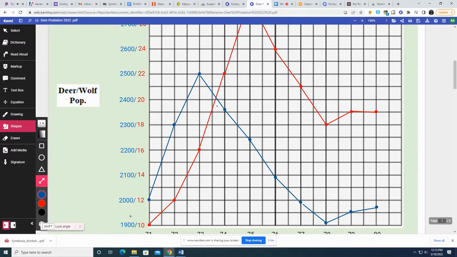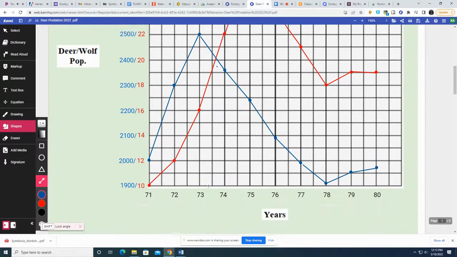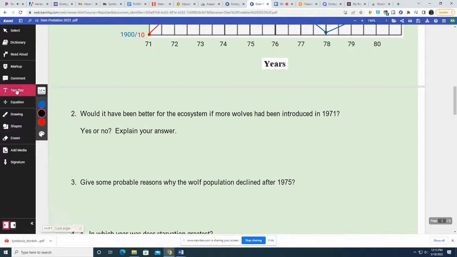So the deer and the wolves, predator prey, they affect each other. When the prey goes up, the predator goes up. But a lot of predators, that'll cause the prey to go down, which then causes the number of predators to go down. All right, so let's answer some of these easy questions.